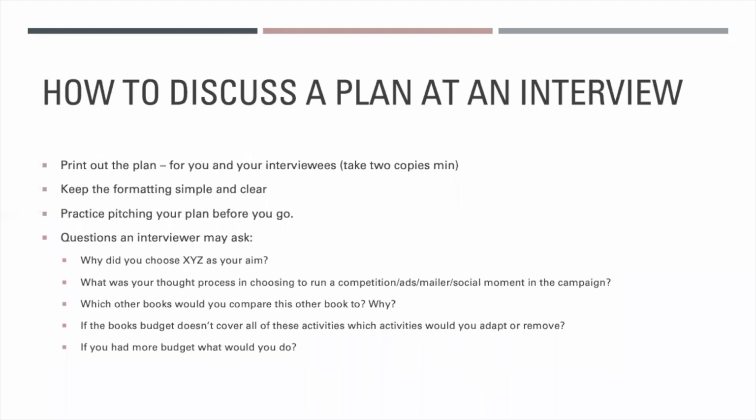If the book's budget doesn't cover all these activities, which activities would you adapt or remove? This is kind of a curveball. You're very unlikely to have been given a budget. So when they talk to you about the budget and adapting and removing things, you have to be confident again about what you think is less important, and also make an argument for the things you think are worth spending the budget on.